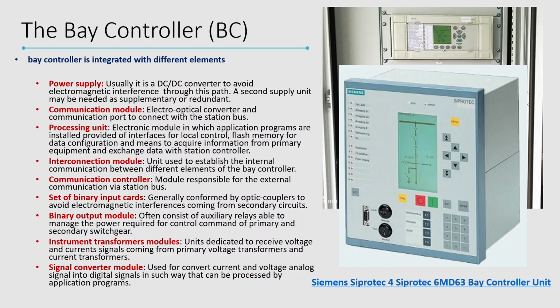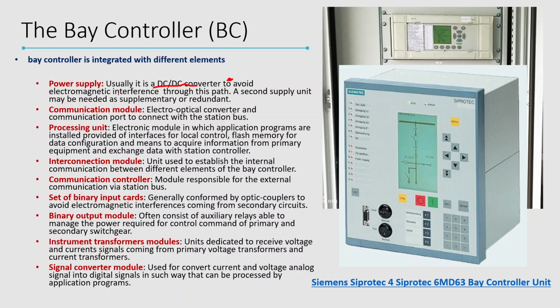So the bay controllers can be integrated with different elements. If you look at the bay controller, they have the power supply to supply power to all the monitoring and control equipment at that level. These power supplies are usually DC-DC converters, because that helps to avoid electromagnetic interference coming through the power supply path. For redundancy, you may have a second power supply.